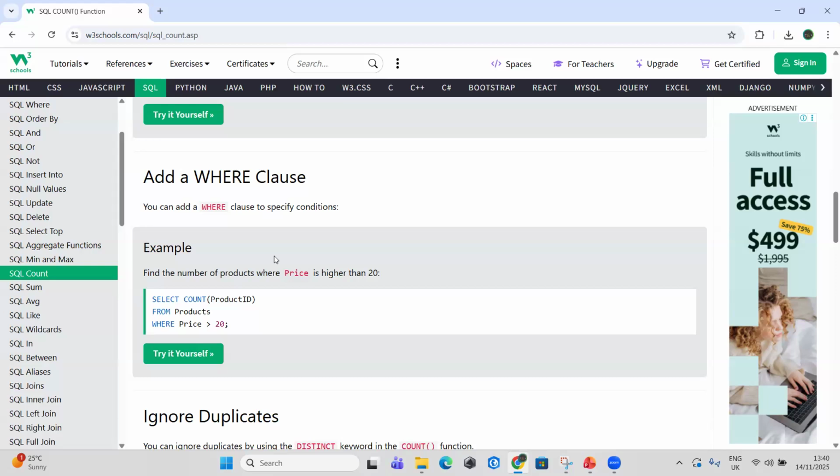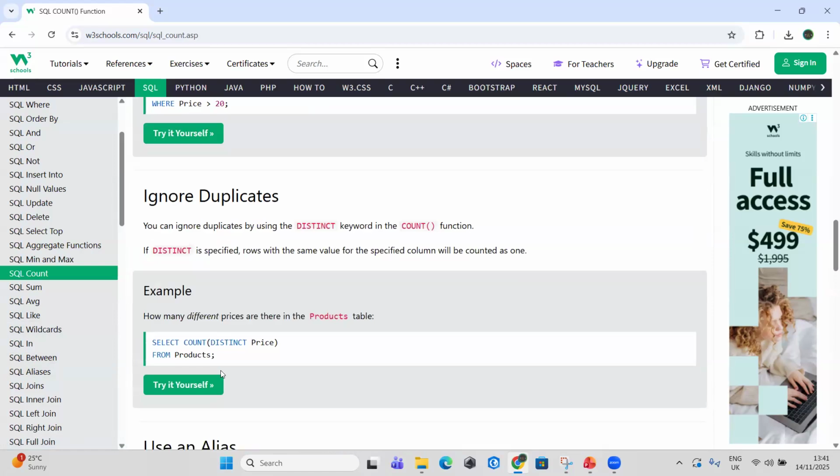So for example, you want to know the number of products in your warehouse that are priced less than 20, or maybe more than 20 euros. So select count of product ID, or take any column, it will not give a problem. And you put the condition where price is greater than 20. So it will tell you the number of products.